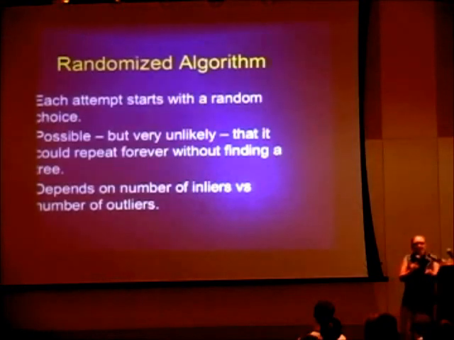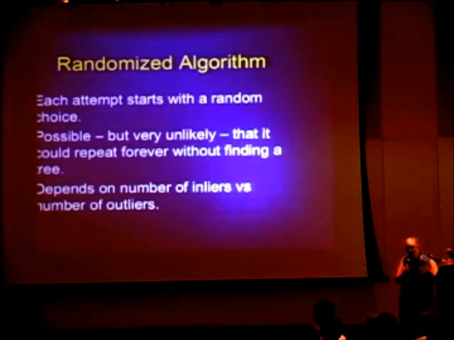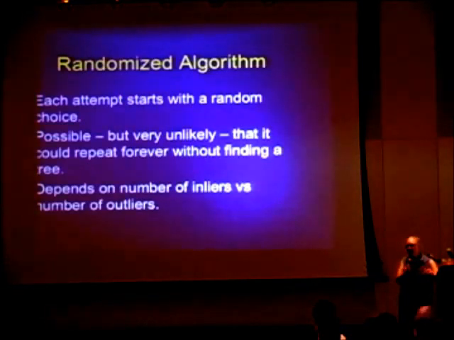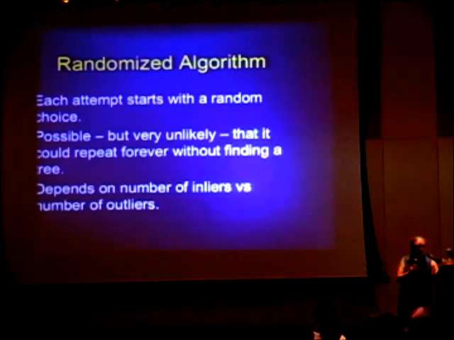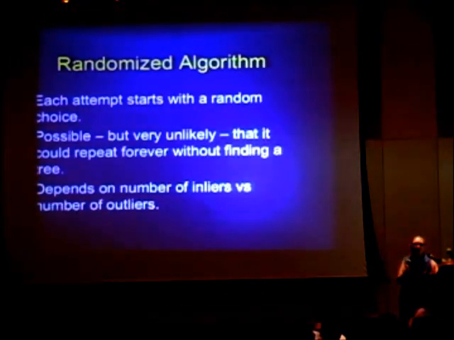Good. So this is a randomized algorithm, meaning that each attempt starts with a random choice. So it's certainly possible, because we're doing things at random, that we could keep repeating this forever and we would never find a good tree, or we would never find a good circle. But it's very unlikely that that would happen. And the probability depends on how many points are inliers and how many points are outliers. If almost everything is outliers and you're looking for a needle in a haystack, digging around randomly is not really going to help all that much. But if it's half inliers and half outliers, after a while, you expect to be able to zero in on one of these trees.